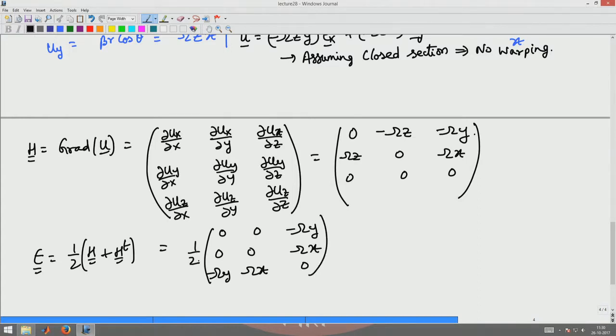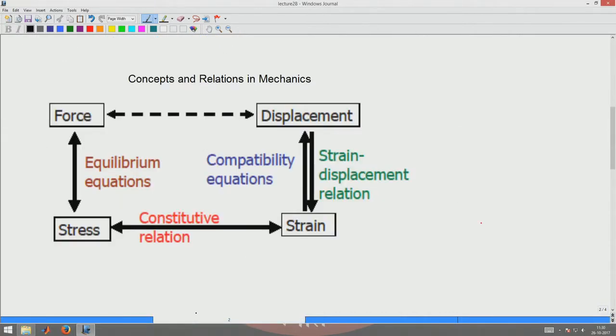Now, next, from our scheme of things here, I found a displacement field suitable for the boundary value problem that I am studying. I use a strain displacement relationship to get the strain. Next, I have to use the constitutive relation to get the stress, and then I have to check whether the equilibrium equations are satisfied or not. Okay, so that's the scheme of things now.